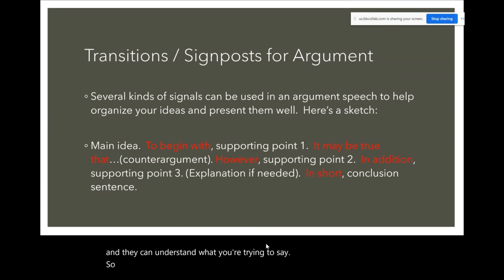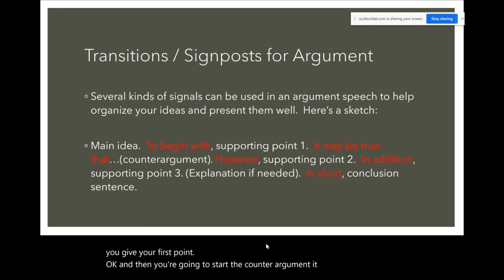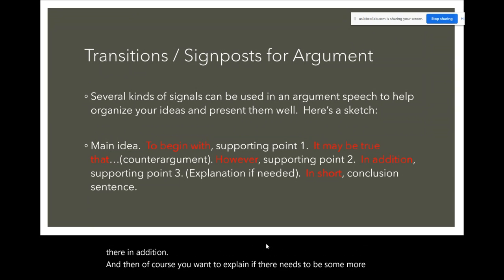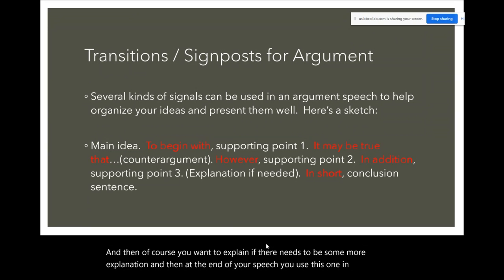So here's a structure that you can use in your speech. First you state your main idea, and then you use one of these words from the list, like to begin with, to give your first point. Then you start the counter argument: it may be true that, and you give that counter argument. Then you come back and share your point: however, and you share that second point. Then you go to your third point: in addition. Then, of course, you explain if there needs to be some more explanation. And at the end of your speech, you use in short, and you give a conclusion.